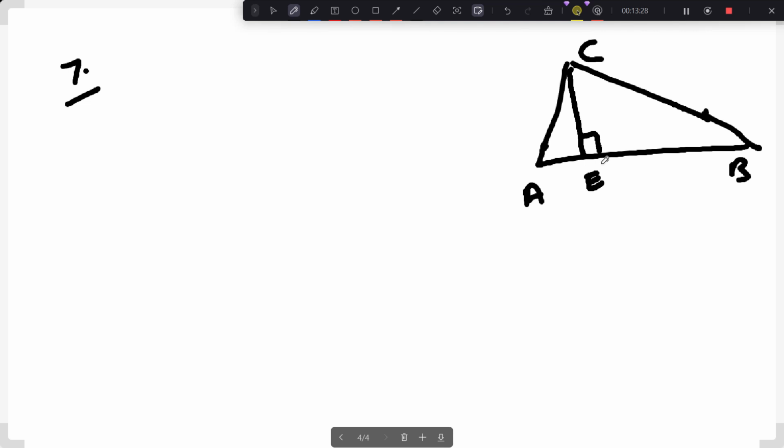So let's look at this. In this figure, this is the figure that has been given.